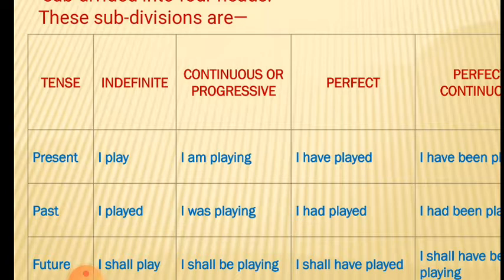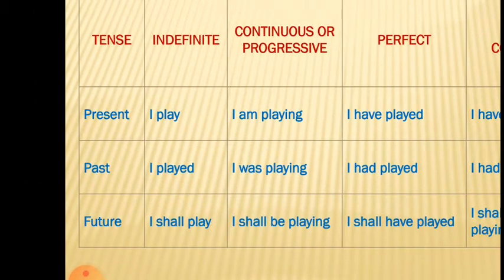When we are talking in the indefinite form or you can tell in the simple tense, then we say it in the present tense as I play, in the past tense as I played. So in present tense we may write in the regular verb form in the base form as I play. We may add s or es to it, whereas in past tense we add d or ed. Whereas in the future tense we use words like will or shall.